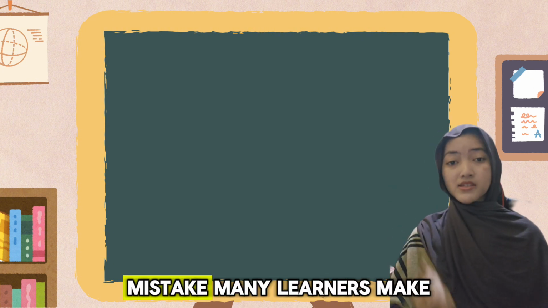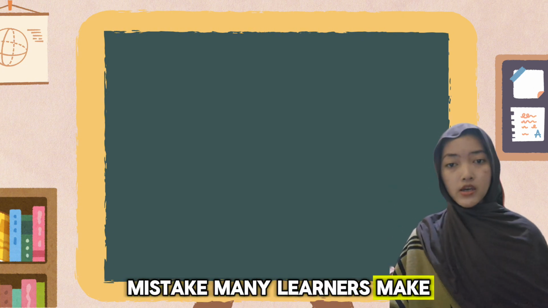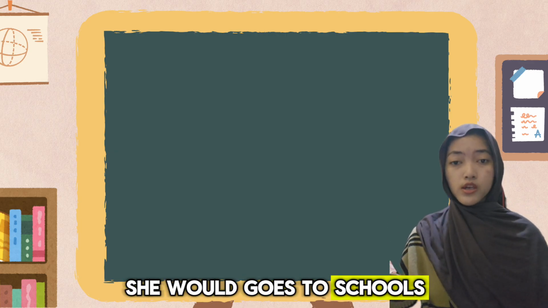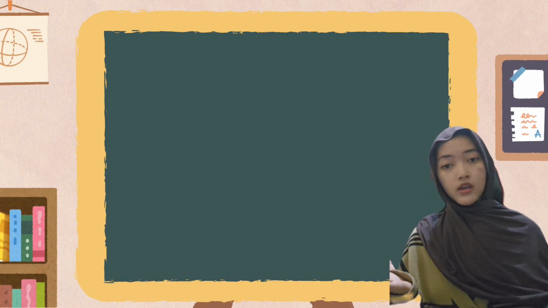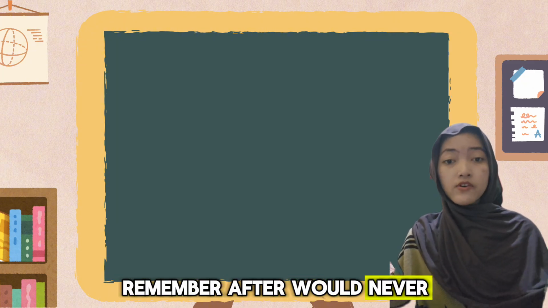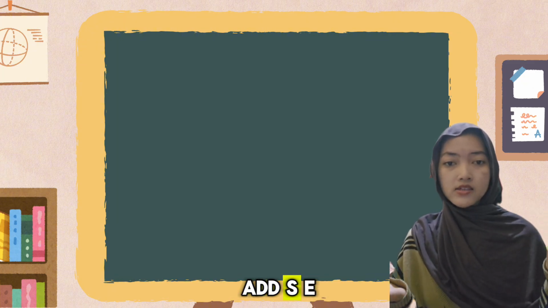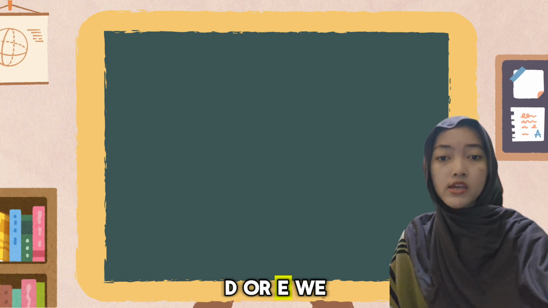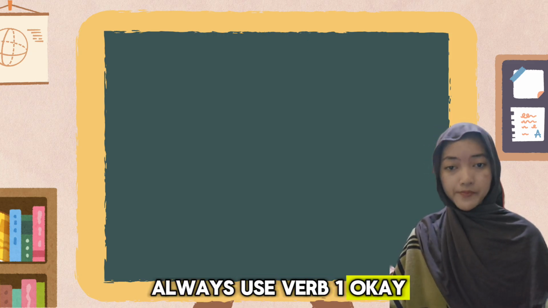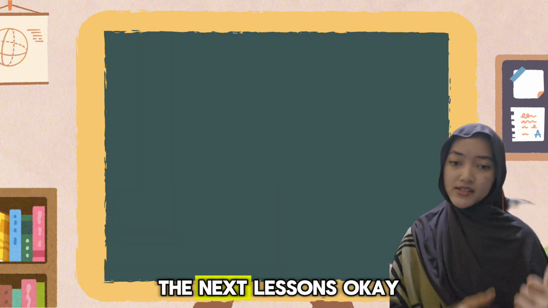Let's look at a mistake many learners make. This is the incorrect one: she would goes to school. And this is the correct one: she would go to school. Remember, after would, never add s, ed, or ing. We always use verb 1. Okay? Now, let's move to the next lesson.